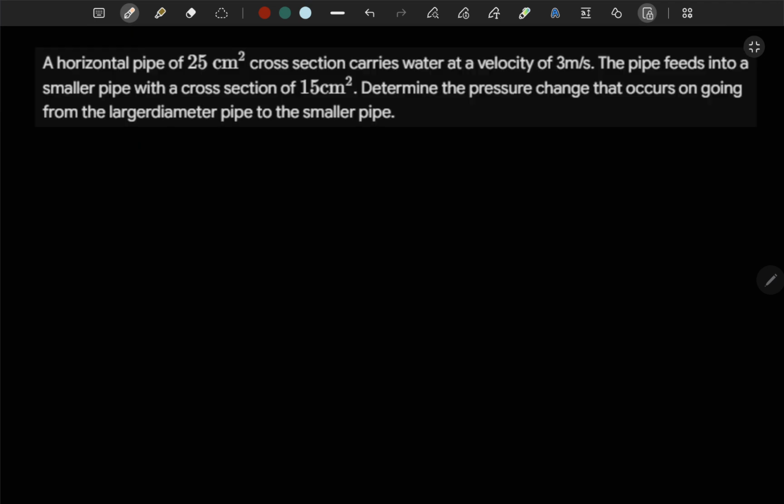Now here is the next question. A horizontal pipe of 25 cm square cross section carries water at a velocity of 3 meter per second. The pipe fits into a smaller pipe with a cross section of 15 cm square. Determine the pressure change that occurs on going from the larger diameter to the smaller pipe. So as the question says, here is a pipe of changing cross section.